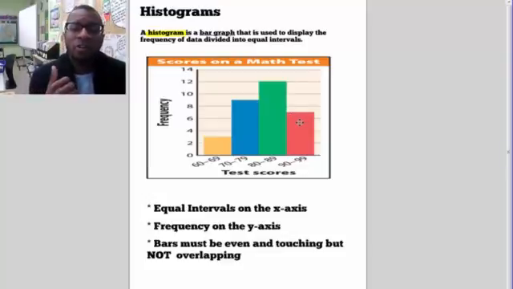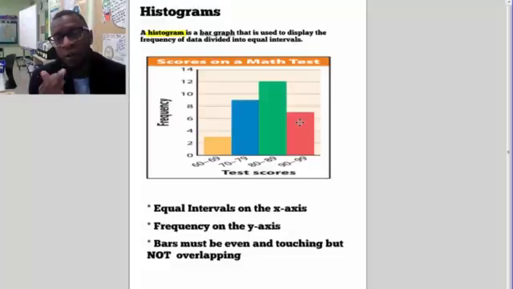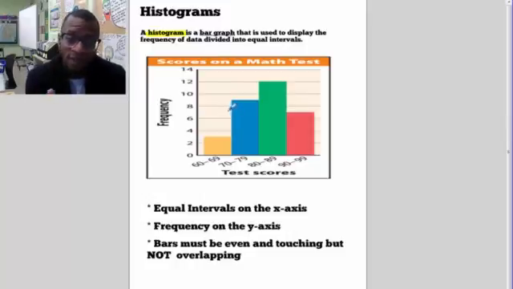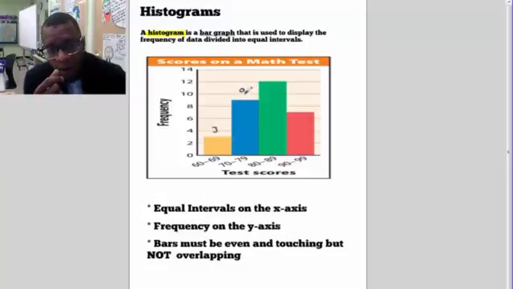There's information that you can pull from a histogram as well, just like we've seen with dot plots and with box and whisker plots. So of course you can tell the frequency. For example, the frequency of students that scored between 60 and 69 would be about 3. The frequency of people that scored between 70 and 79 is 9. Between 80 and 89 is 12, and between 90 and 99 would be 7.